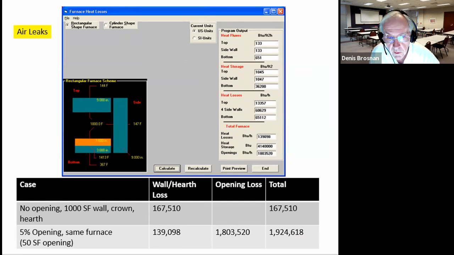One of the things that is useful about the eSolutions program is that it allows you to add air leakage factors in here. So here's an example of the same lining with no openings. I have a wall and hearth loss here, but if I add 5% openings, same furnace, then we're going to see an effect on the wall loss and the opening loss. So the total loss is quite a bit different when I had an open door or a slightly open door in the furnace. I thought that was a pretty cool feature of this program.